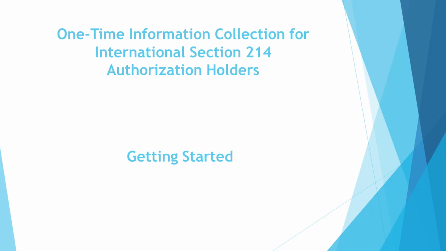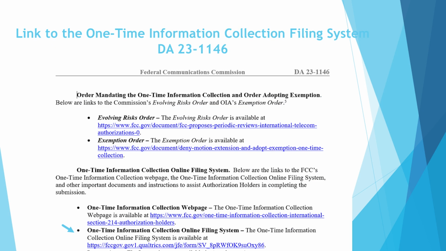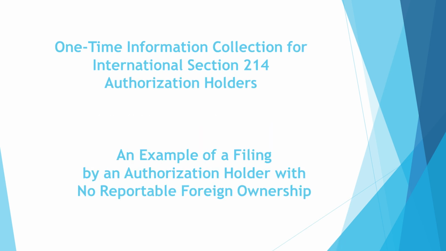How do you begin the one-time information collection? Each authorization holder must complete and submit the form online at the One-Time Information Collection online filing system. The link to the One-Time Information Collection online filing system is located on the web page of the FCC's Office of International Affairs. The link is also available in the public notice that was released by the FCC's Office of International Affairs announcing the deadline of the one-time information collection. Click on the link to start the one-time information collection.